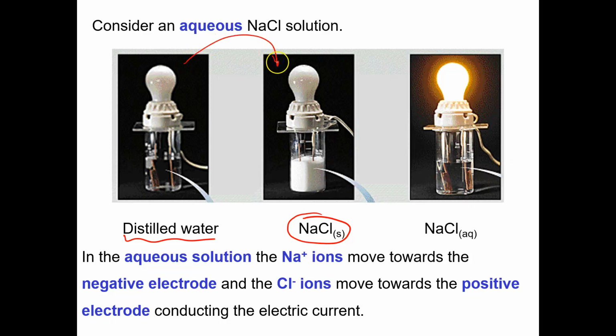However, if we add the water to the salt and create an aqueous solution, then we'll find that that aqueous solution will conduct. And the reason it can conduct is because we now have mobile cations and anions. And the cations can move towards the negative electrode, the anions can move towards the positive electrode, and the net result is that this solution will conduct an electric current.